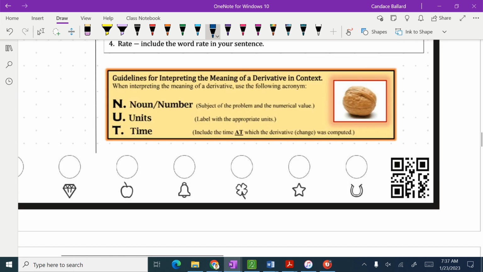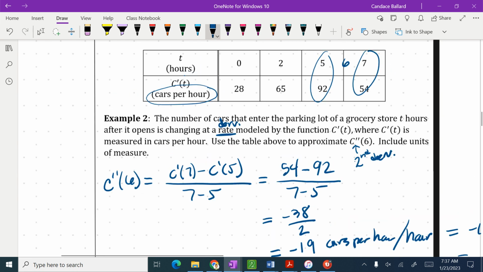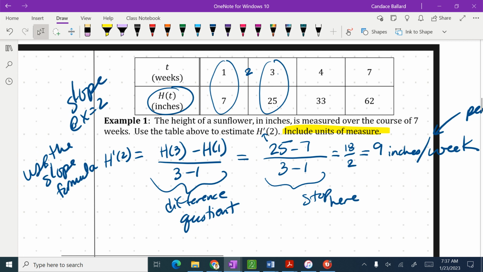Okay, so let's go back up to example 1. We've already done the work on it. So it says the height of a sunflower in inches is measured over the course of 7 weeks. Use the table to estimate h prime of 2, include units of measure, and we got that it was 9 inches per week.